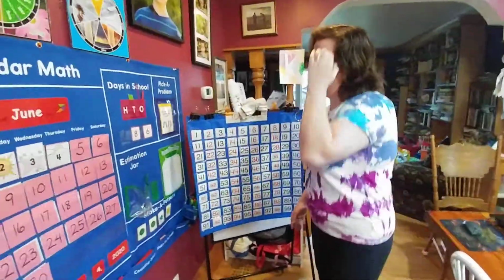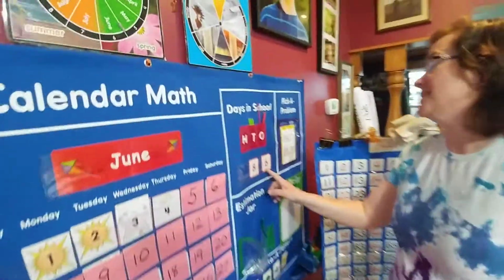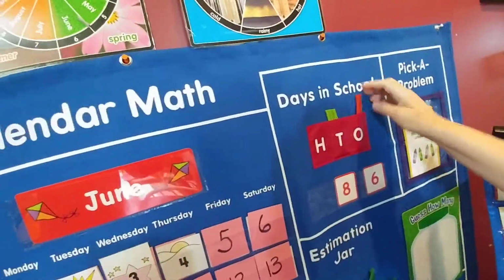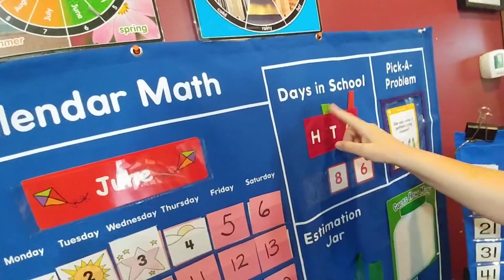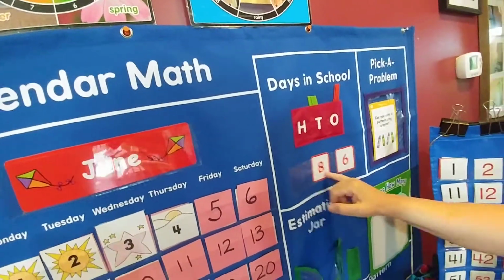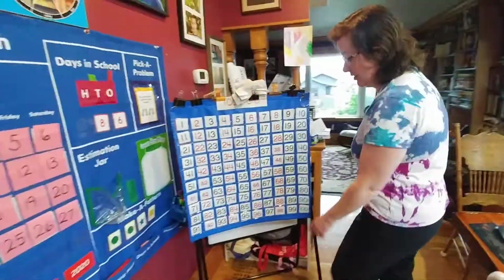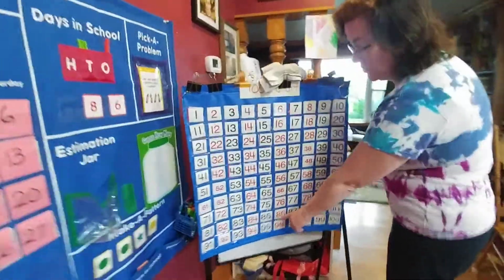All right. We have been at home 86 days. 86 is 6 ones and 8 groups of 10. On my chart, oh my gosh, we're almost to 100. Our 86 is right here.